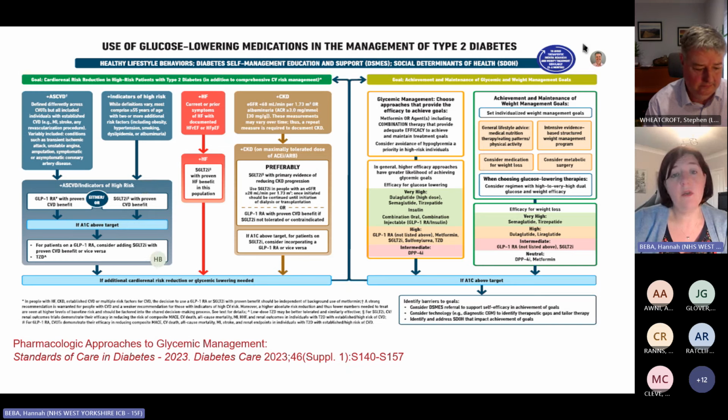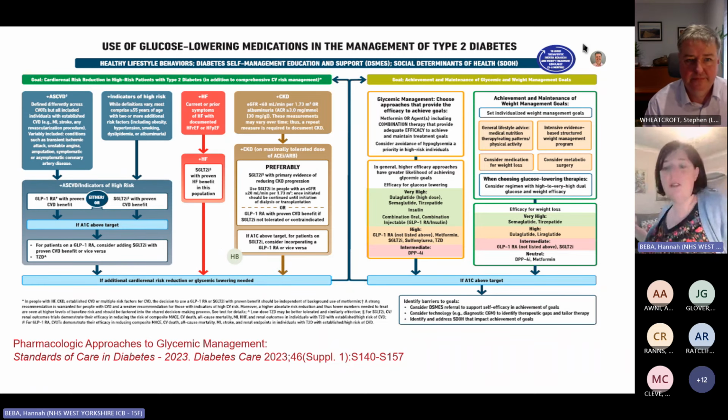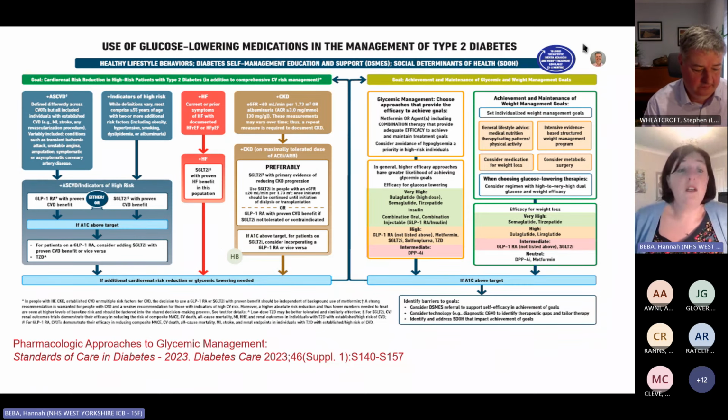And then we're starting to add in beyond this. This is a European guideline, so they have more money than we do in the NHS. So we do still say to use SGLT2s first, and then GLP-1s a bit further down the line because they're more expensive. And then goals also in around achievement of weight management goals.